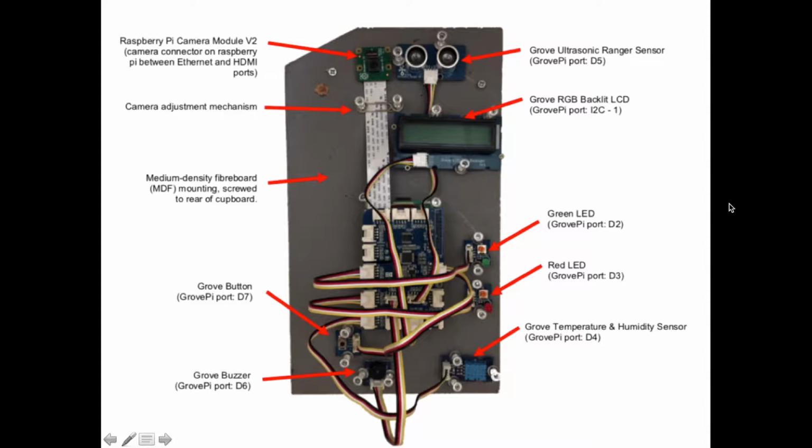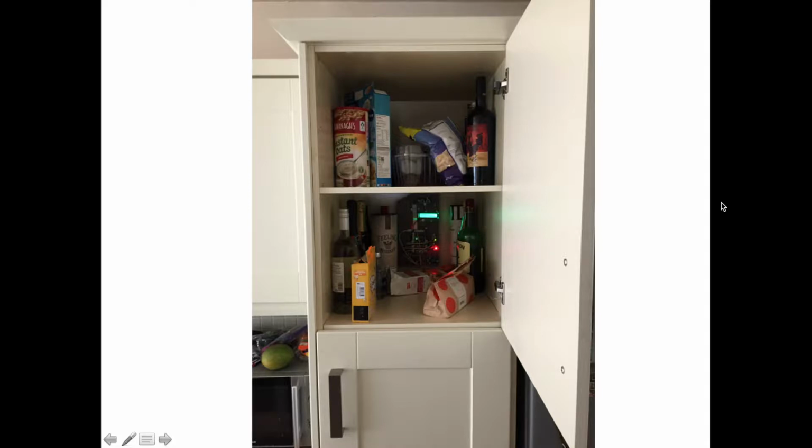Here's an up-close image of the hardware: the Raspberry Pi, camera, ultrasonic sensor, screen, LEDs, temperature and humidity sensor, buzzer and button. There are details of that in the report, so I won't focus on it. And here's just the cupboard itself. In the videos, it's actually empty just because I was taking videos of it and needed it to be empty, but here it is actually working away. The next thing you'll see is a run through of this program in action.